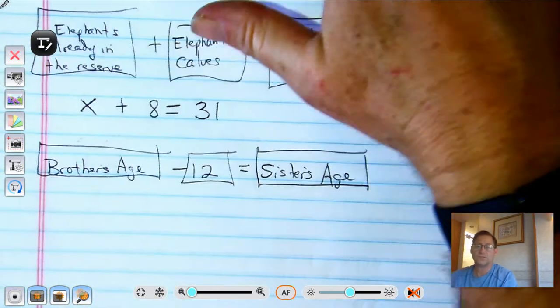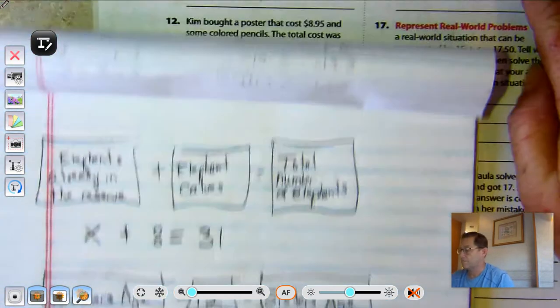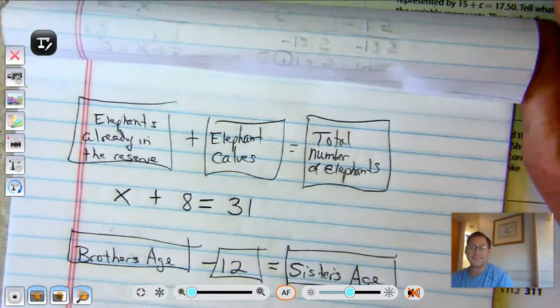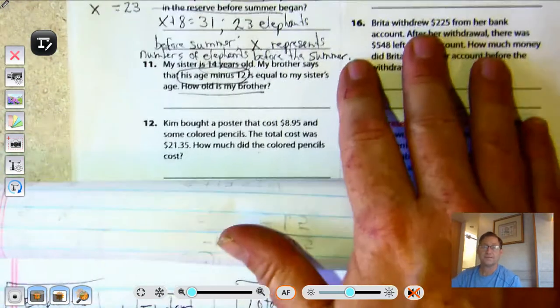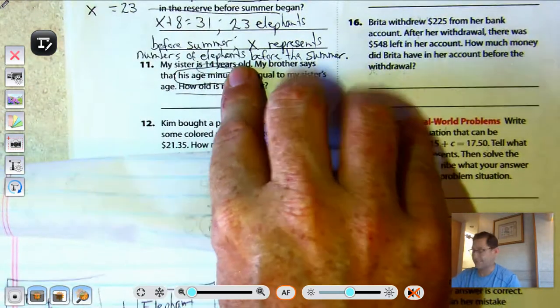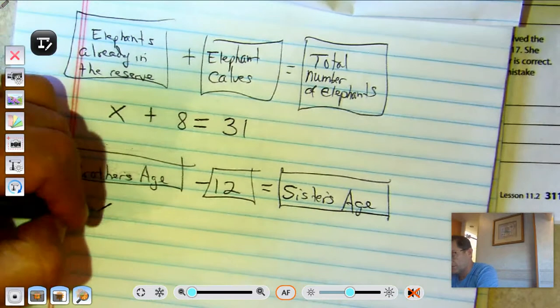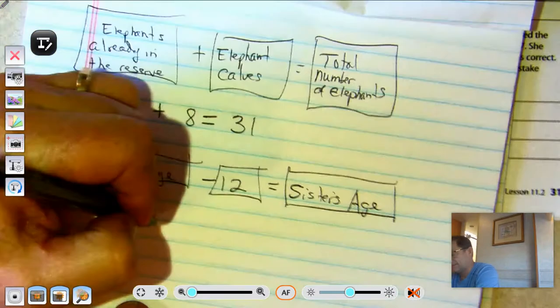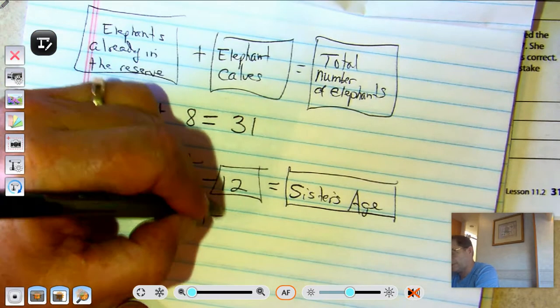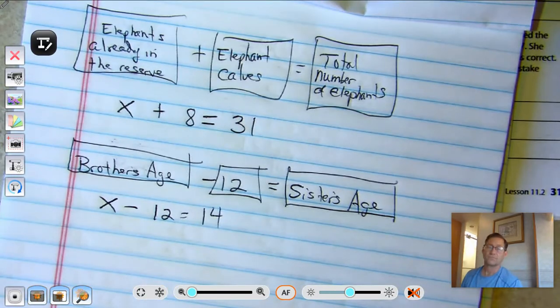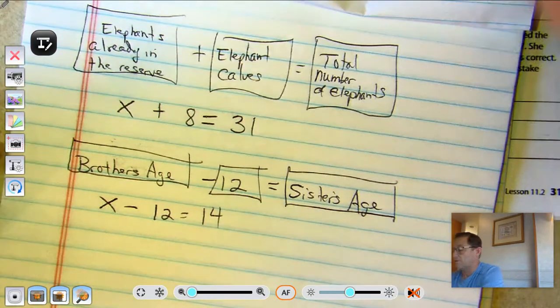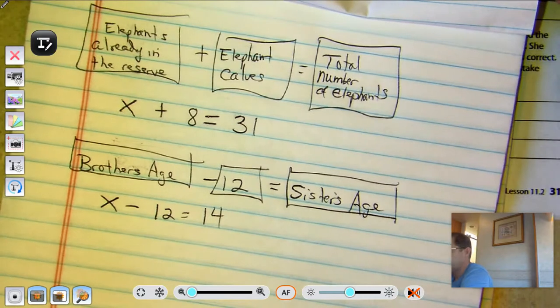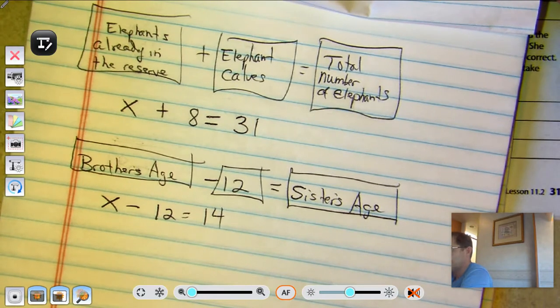All right, so which ones don't we know? We know the sister is 14. It says my sister is 14 years old. So let's subtract. Let's call the brother X minus 12 is 14. So our equation is X minus 12 equals 14.